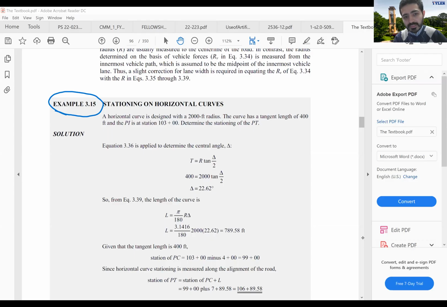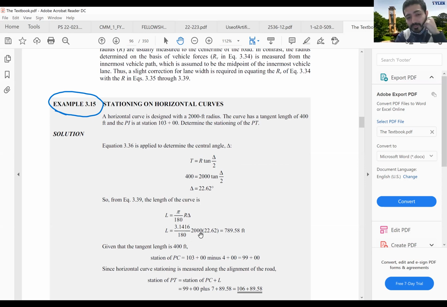So here what they did again, almost the same. So the T, we know the tangent, we know the radius, we can get now the delta. The delta again is 22.62 degrees. And then once I get the delta, I can apply the second equation, the length of the curve.